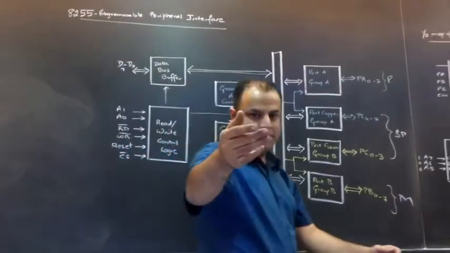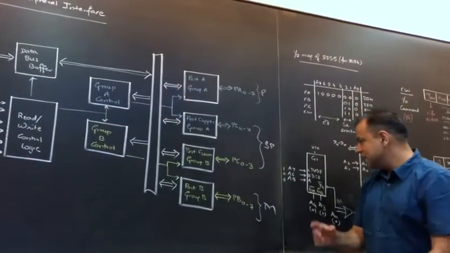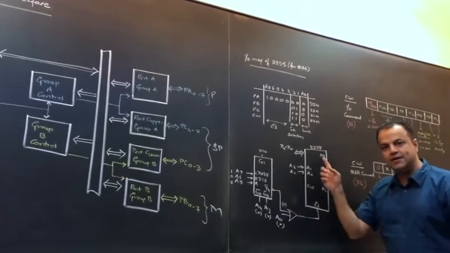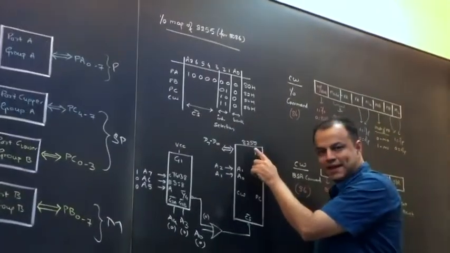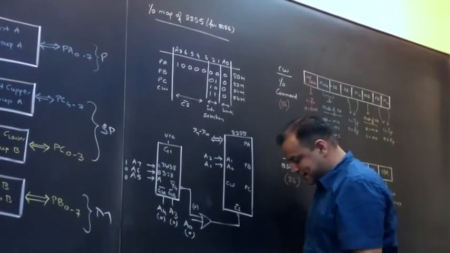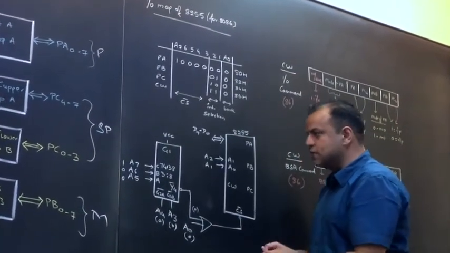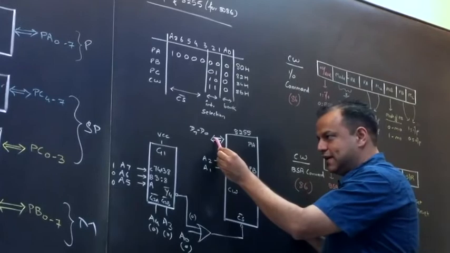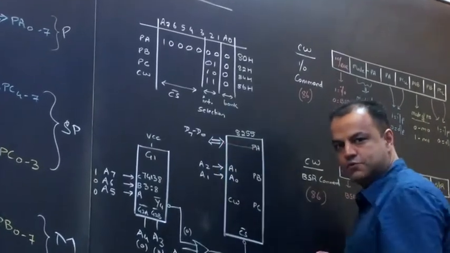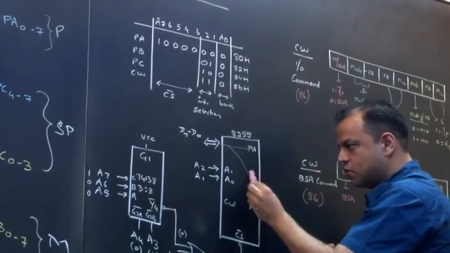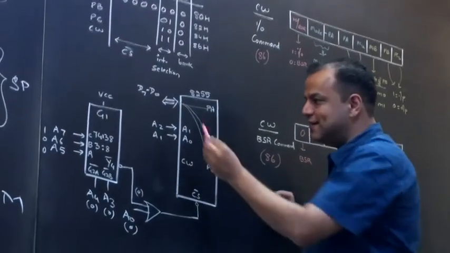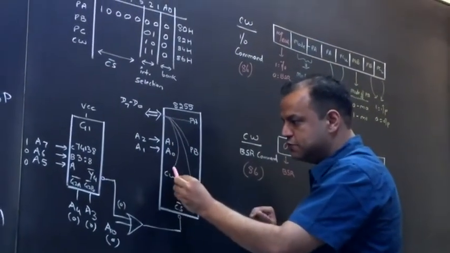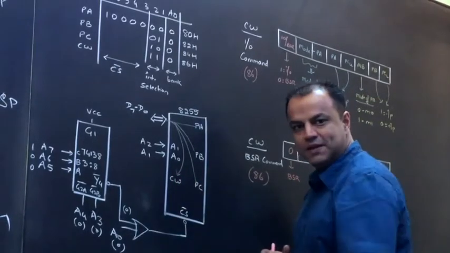So let me just simplify it. Okay, look here. I hope you can see this clearly. So this is 8255. This is its data bus. Through this data bus, what do you send? You can either send data which will go to port A, or to port B, or to port C, or you may send a command which will go to the control word. Please tell me, did you understand?